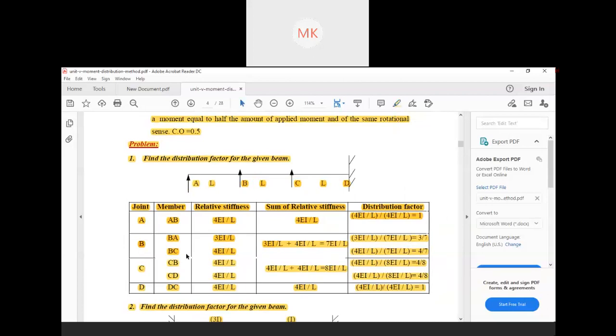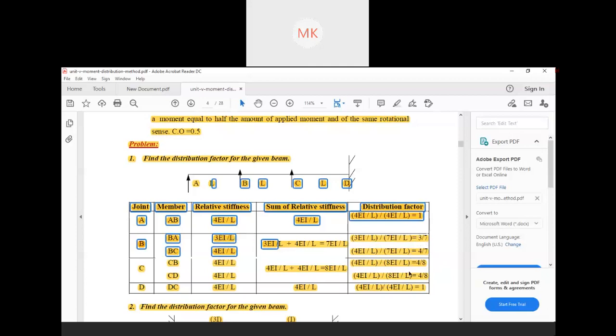So this C, BA and BC, it is connected. So all the relative stiffness we have written here. By summation, at the last you see this 3 by 7 and 4 by 7. If you sum up these two, you will get 1.